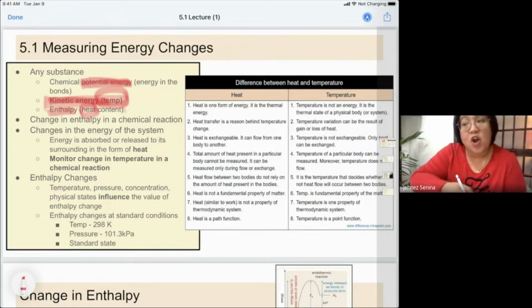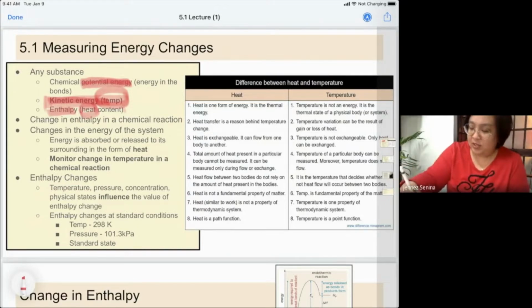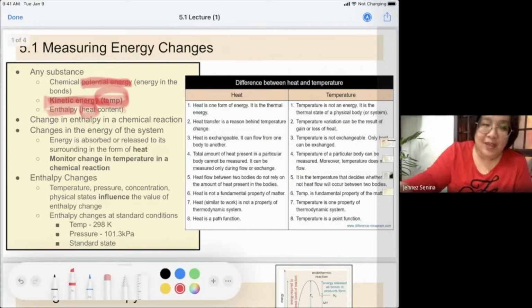Are you with me? All substances. Why, Miss? Because all substances have bonds. All substances' molecules are constantly moving. There's vibration. There's kinetic energy. So all substances will have enthalpy. Here's a $1 million question, which here, Miss, I'm not asking it. Anyway, so enthalpy of substances cannot be measured.